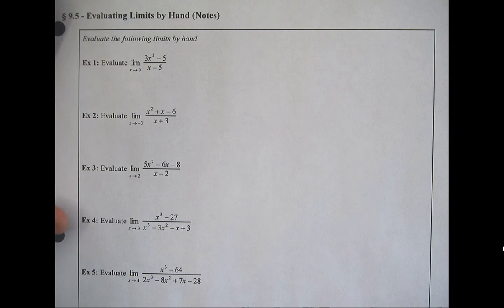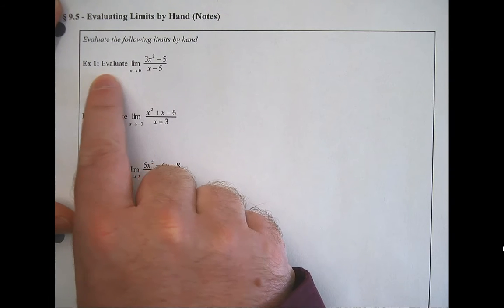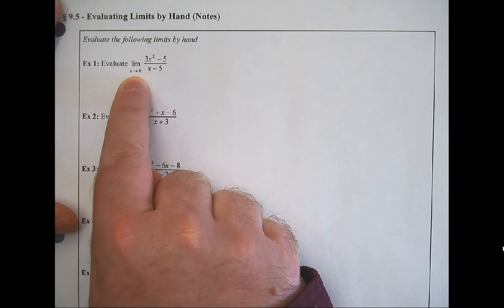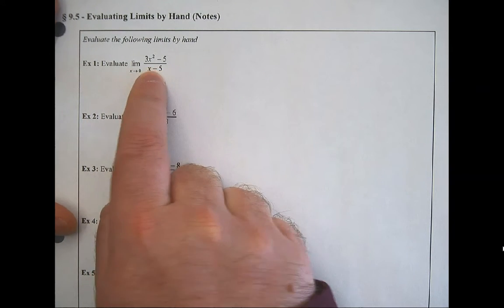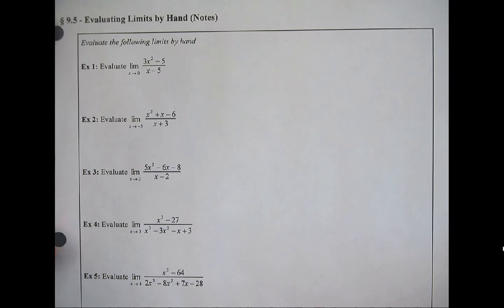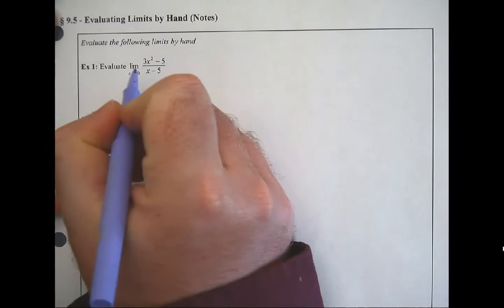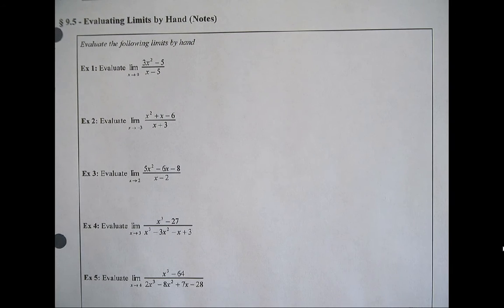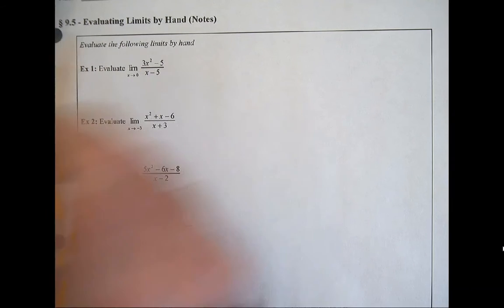Okay, so we start off, evaluate the following limits by hand. Evaluate the limit as x approaches 0 of this function. So graphically, we could grab our calc and graph this and then see where it approaches, or look at the table, but it's a lot quicker to do it algebraically. So the first, most simple method is called direct substitution. That's where we take the value that we're approaching. So x is approaching 0.